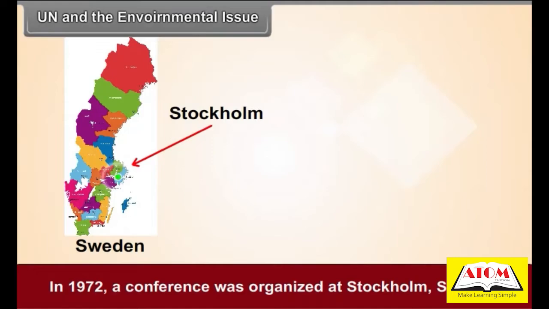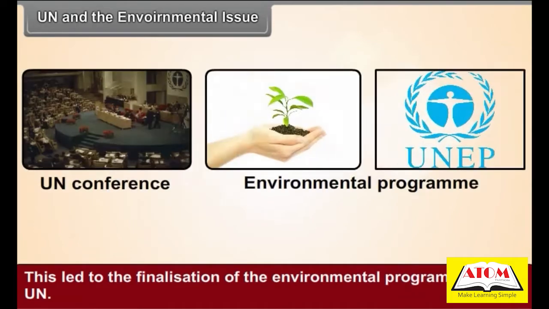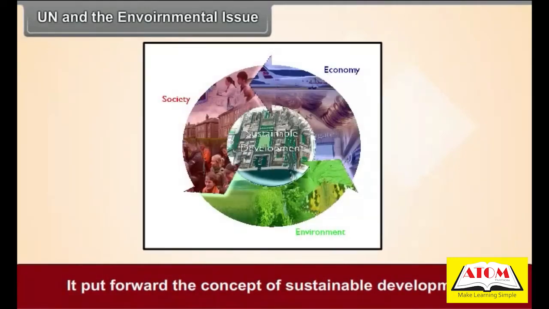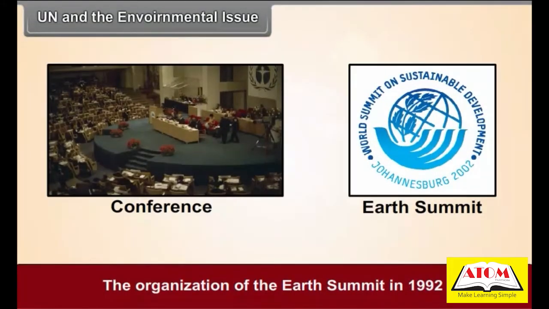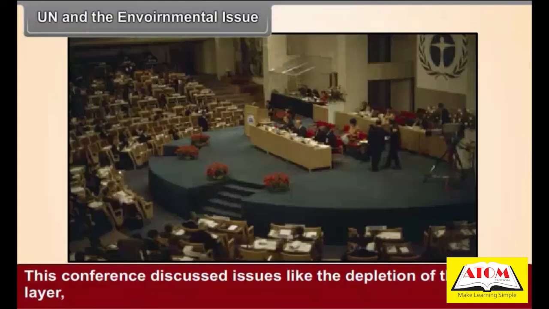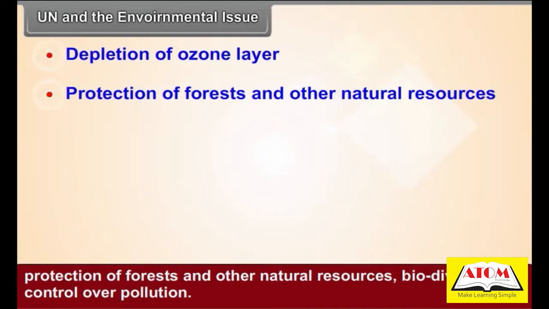In 1972, a conference was organized at Stockholm, Sweden. This led to the finalization of the environmental program of the UN. Thereafter, an international commission was set up on development and environment. It put forward the concept of sustainable development. The organization of the Earth Summit in 1992 was another important step in the efforts for the protection of the environment. This conference discussed issues like the depletion of the ozone layer, protection of forests and other natural resources, biodiversity and control over pollution.